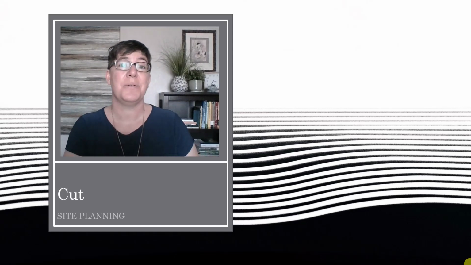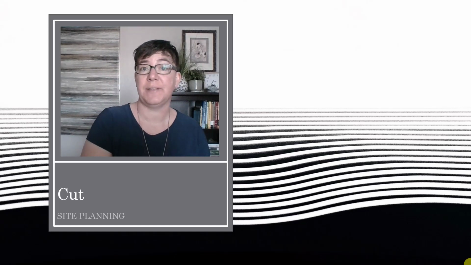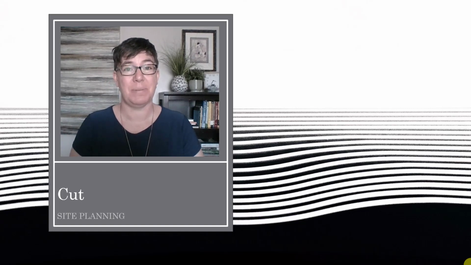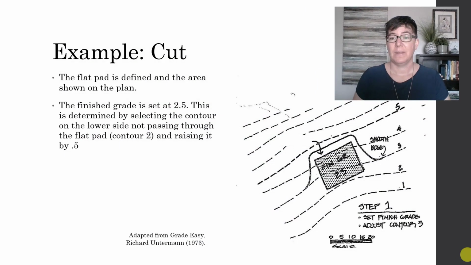Let's look at how to create a cut grading solution and draw it on your site plan. In our example here, we've got a slope. It's higher up in this direction, 7, 6, 5, and then lower down in this area. And we'd like to create a flat pad right here for a building somewhere in this area.